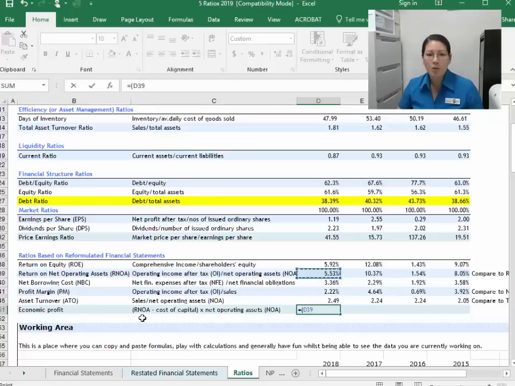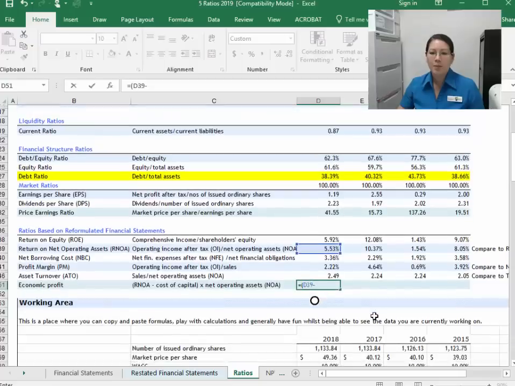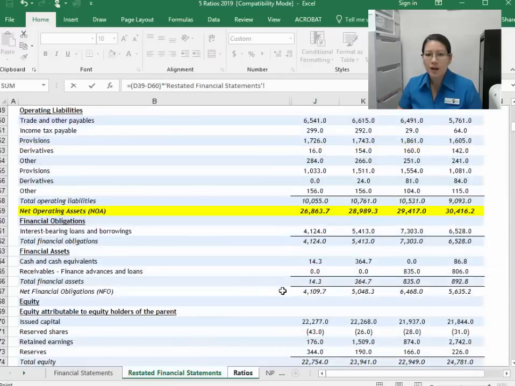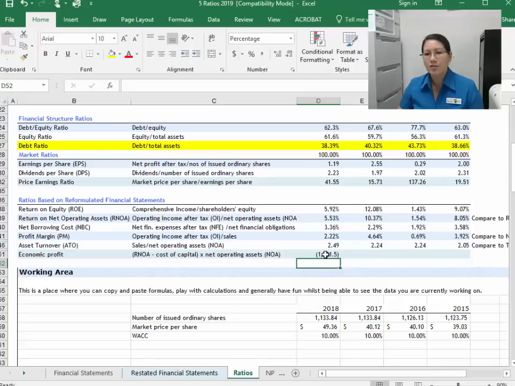This is RNOA, and RNOA, this is the actual one we want. So we've already calculated our return on net operating assets, minus the cost of our capital, which we found and put down here, made life easy for ourselves. Close brackets, times by our net operating assets. So little asterisk and click into net operating assets on your restated financials.